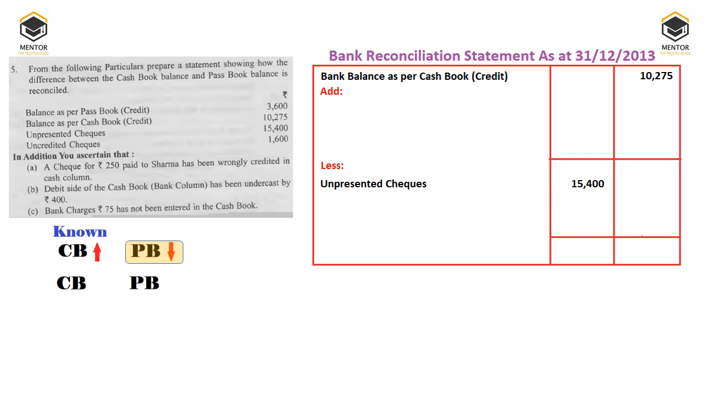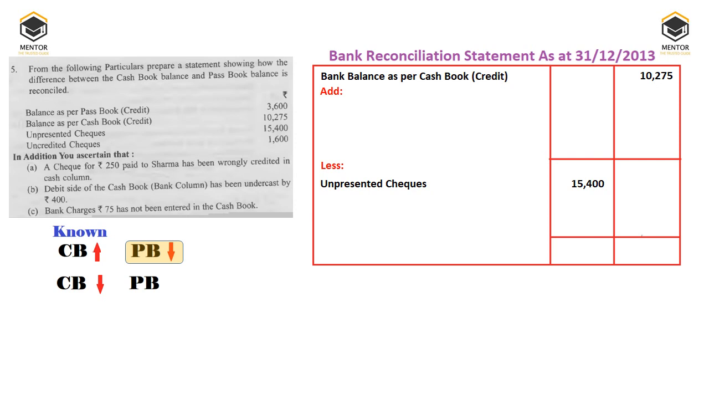Uncredited checks. Again, cash book and passbook. When you deposit checks, you send them to the bank and they will be credited in the bank. But you have deposited, and it is not yet credited in the bank. When you deposit the check, where will you write it in the cash book? Debit side. Already the cash book is showing a credit balance, that is overdraft. So when you write on the debit side, your cash book balance will decrease, in the sense the overdraft will decrease.